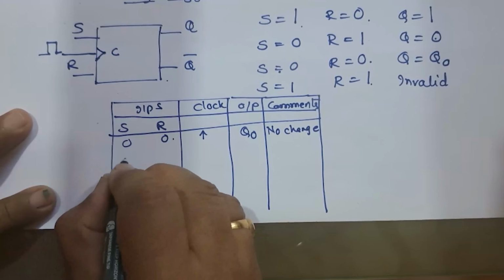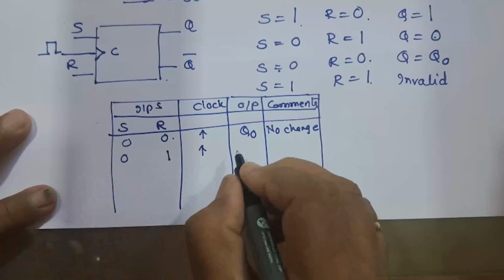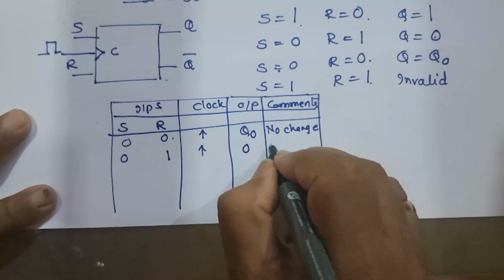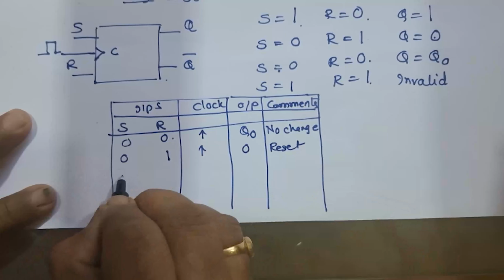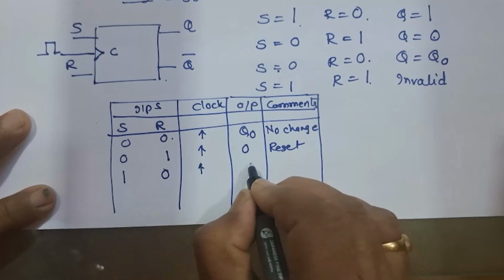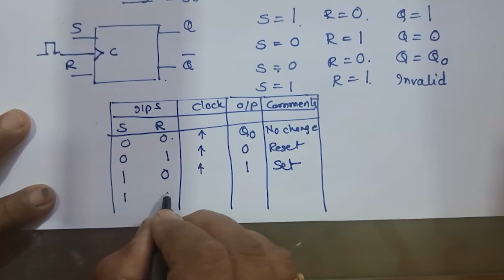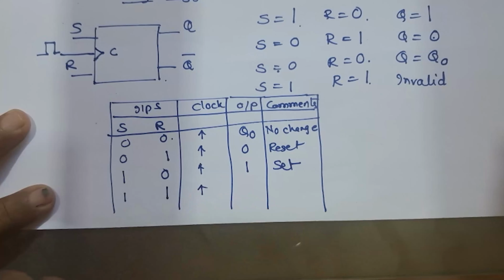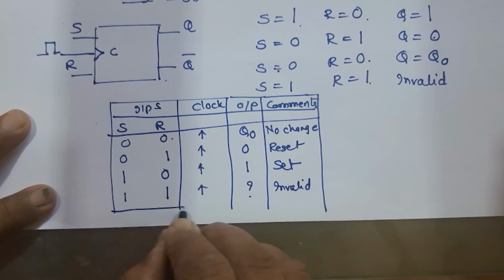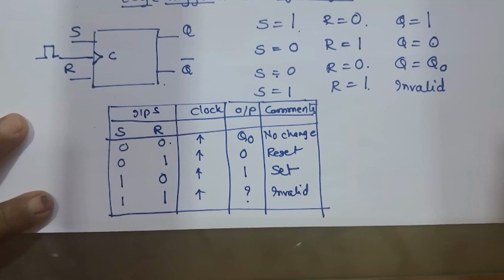When S is equal to 0, R is equal to 1, and the positive edge is going on, the output is Q equal to 0, which is a reset condition. When S is equal to 1, R is equal to 0, and positive edge triggering is going on, the output is 1, which is called set. And when both are 1 1 and positive edge triggering is active, then it's an invalid condition. So this is the truth table of the edge triggered SR flip-flop.